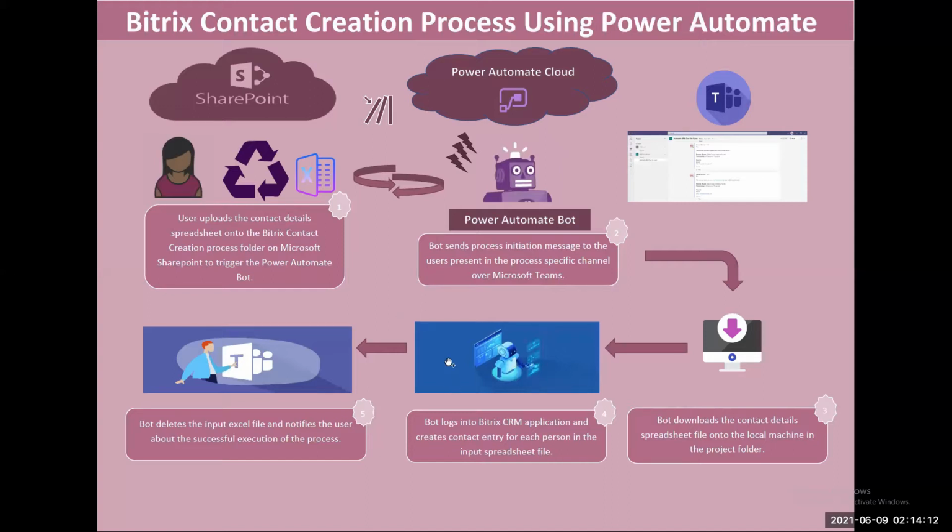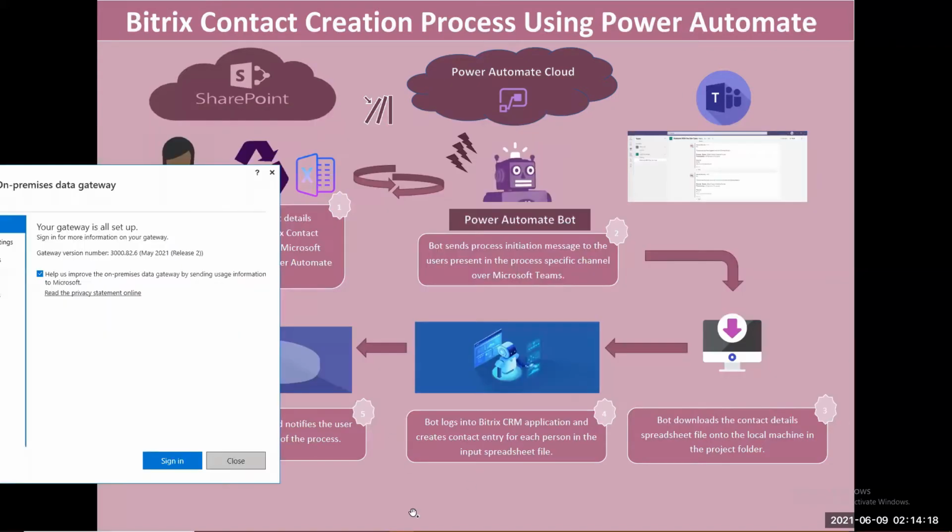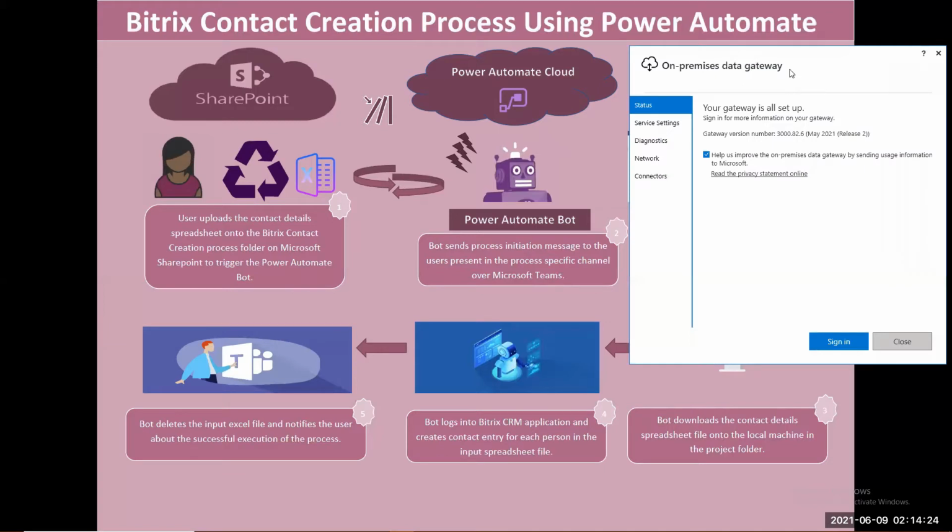Now let me show you how this entire process has been designed. Let me first take you to this on-premise gateway. We have this on-premise gateway that is a very necessary component of our process. We have a Power Automate cloud and we have a Power Automate desktop, and this will act as a bridge to connect both the Power Automate cloud and the desktop element.